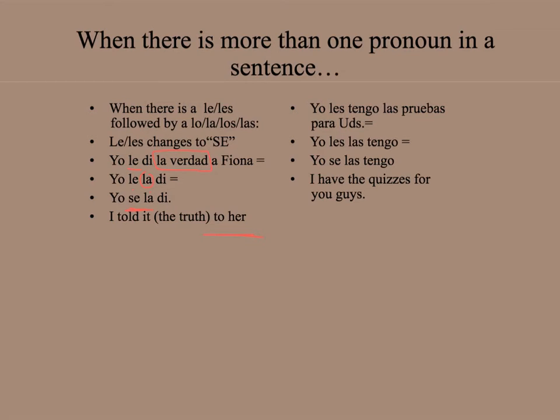I have the quizzes for you guys. I have them for you. Okay, so the les for you guys becomes se because las pruebas becomes las. They both go in front of my conjugated verb.